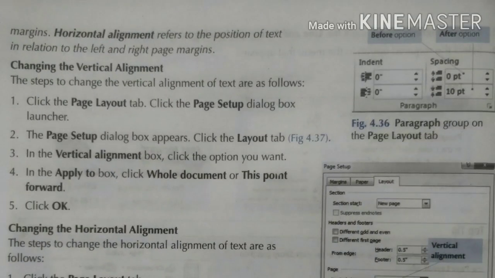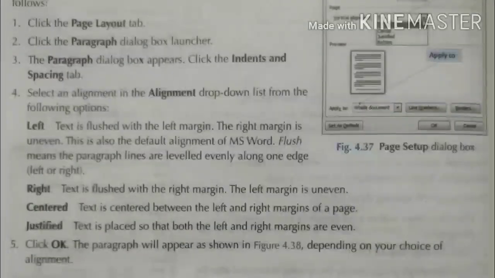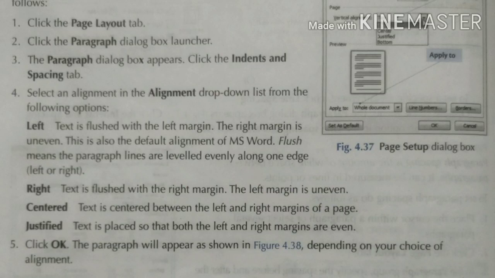Next is changing the vertical alignment. The steps to change the vertical alignment of the text are as follows. In exam, if you get a question, how can you change the vertical alignment or how to change the horizontal alignment, you just need to write the steps. Horizontal alignment is divided into 4 subcategories. They are left, right, centered and justified.